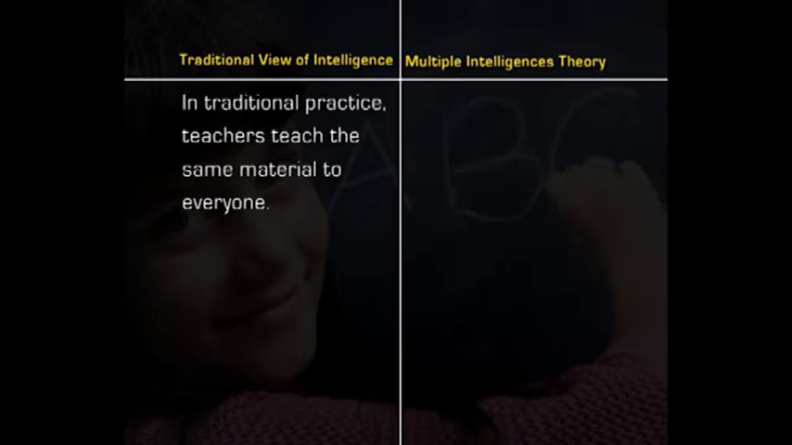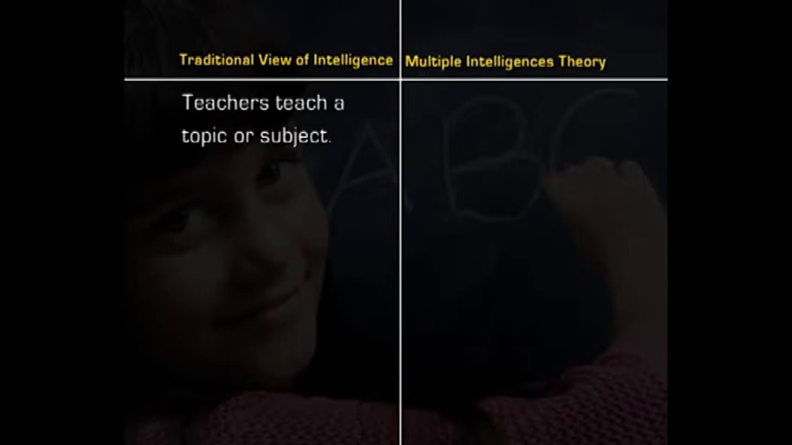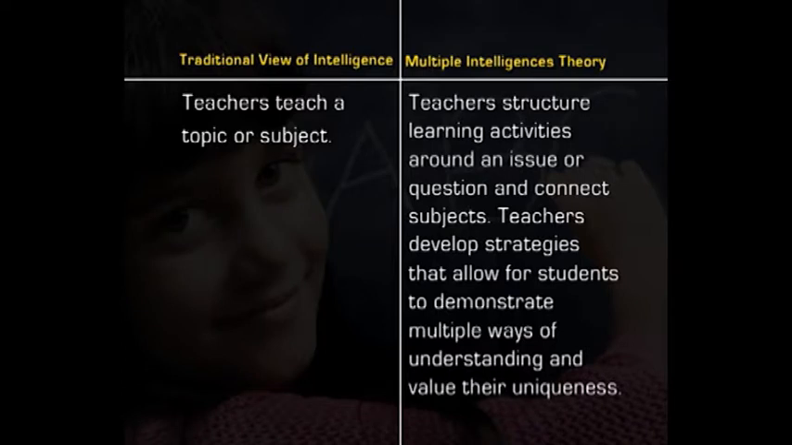In traditional practice, teachers teach the same material to everyone. In MI pedagogy, the implication is that teachers teach and assess differently based on individual intellectual strengths and weaknesses. Traditionally, teachers teach a topic or subject. In MI, teachers structure learning activities around an issue or question that connects subjects. Teachers develop strategies that allow students to demonstrate multiple ways of understanding and value their uniqueness.